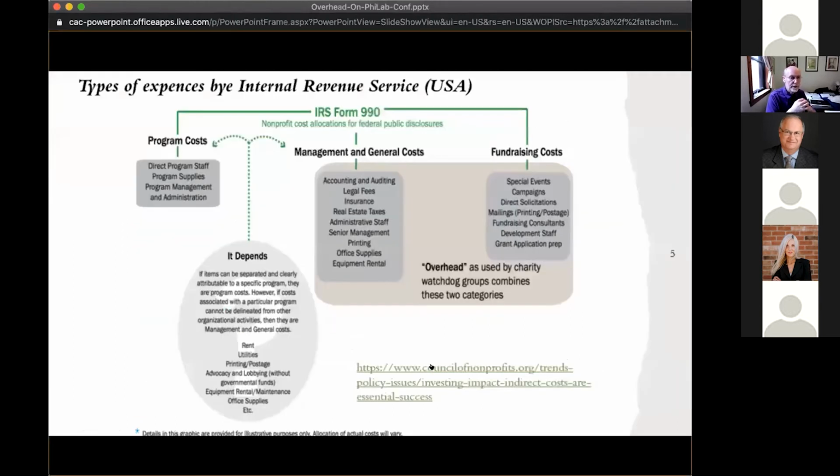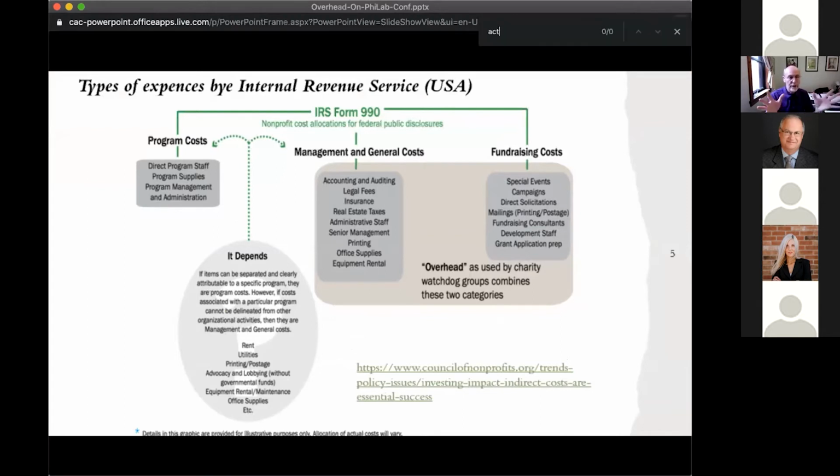So the next slides illustrate the way that, for example, the Internal Revenue Service in the USA is looking at the overhead cost. The figure helps to see how it is represented. On the left side, you have the program cost that is related to direct program staff, program supplies, program management, and administration. And on the right side, you have the management and general cost and the fundraising cost. Those two kinds of costs are often divided, with different standards for each of them. The management and general cost is the accounting and auditing, legal fees, insurance, real estate, administrative staff, and so on.